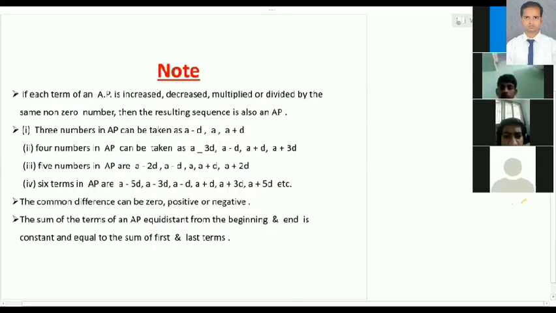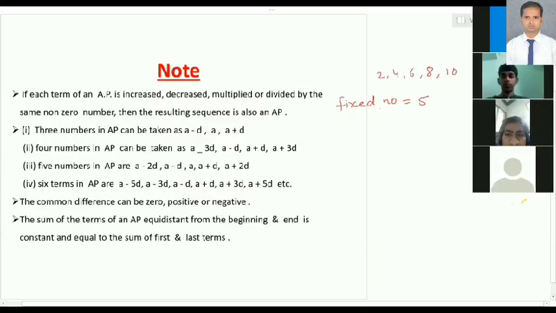Okay, next. Here we have given some bullet points. If you add, subtract, multiply or divide each term of an AP by the same number, the resulting sequence will always also be an AP. What does it mean? Let's say I am taking one AP as 2, 4, 6, 8, 10. Only 5 terms I am taking. And let's say I am taking one fixed number, let's say 5.